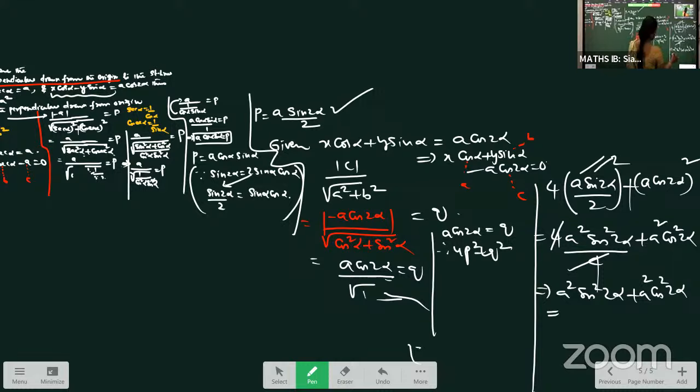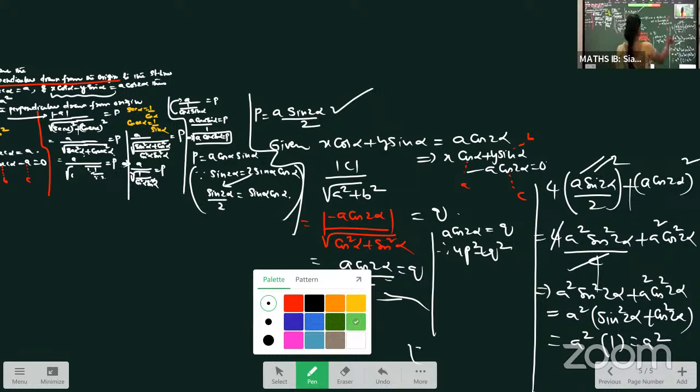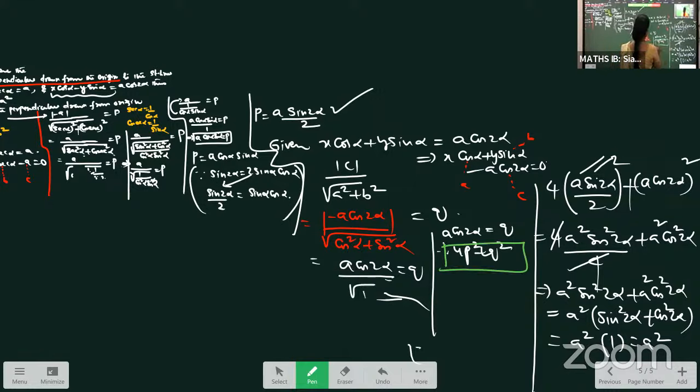In these two take A square common: sin square 2 alpha plus cos square 2 alpha. So that is A square into, sin square alpha plus cos square alpha value is always 1. So A square into 1 is equal to A square. Therefore, 4P square plus Q square is equal to A square has been proved. Hence proved. That's all.